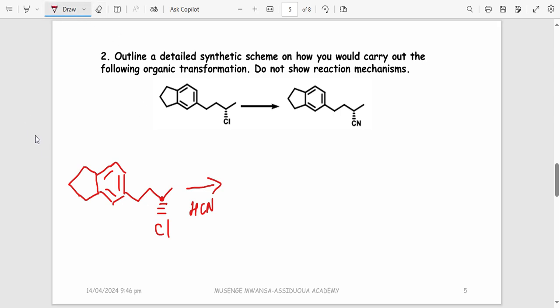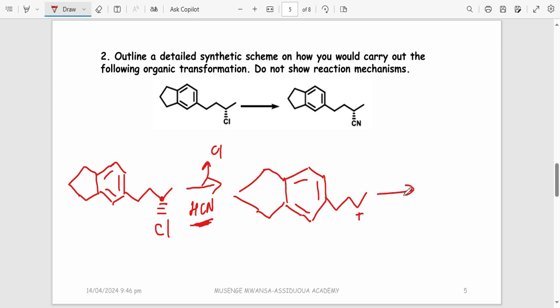So in that first step, when the leaving group leaves, you have this product with a positive charge here. But then that is going to be stabilized by our solvent. Okay, so the chlorine has left.